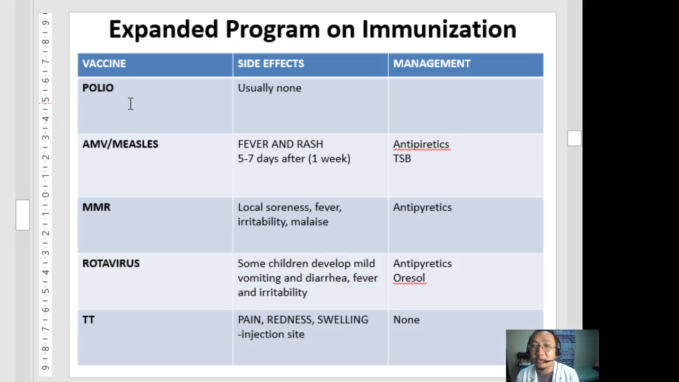Then we have polio, usually no side effects. AMV, or your anti-measles vaccine: the fever and the rashes are usually common 5 to 7 days, or a week, after the vaccination. You have your antipyretics, then TSB as management. Measles, mumps, rubella, or your second type of measles vaccine: you have local soreness, fever, irritability, malaise, and again antipyretics for the treatment or management.